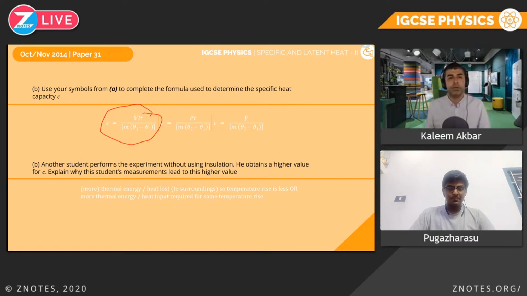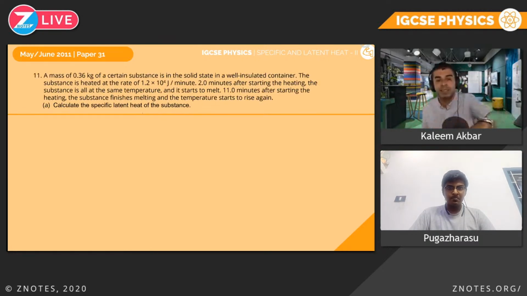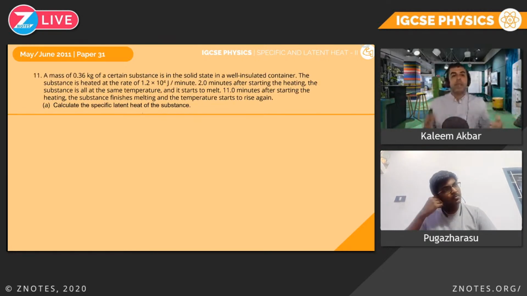Right. I believe this is our last example. It's a latent heat example. So let's go ahead and do it. A mass of 0.36 kilograms of a certain substance in a solid state in a well-insulated container. The substance is heated at a rate of 1.2 times 10 to the 4 joules per minute. 2 minutes after starting the heating, sorry, I've got plugs in the way of this, I'm just moving plugs.